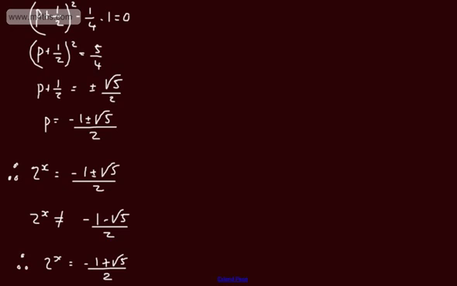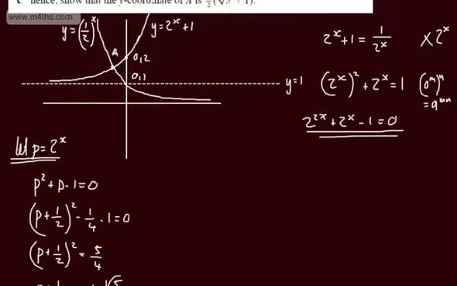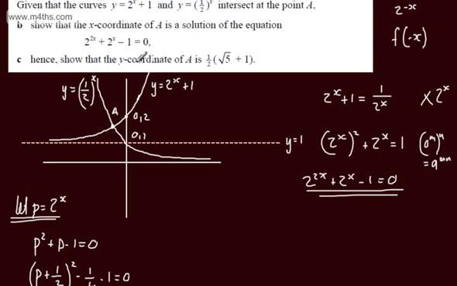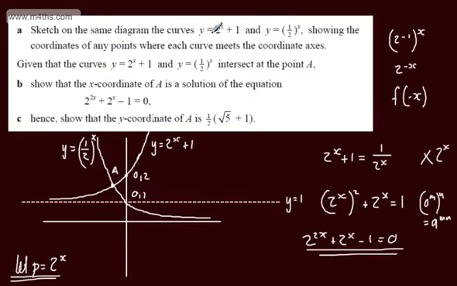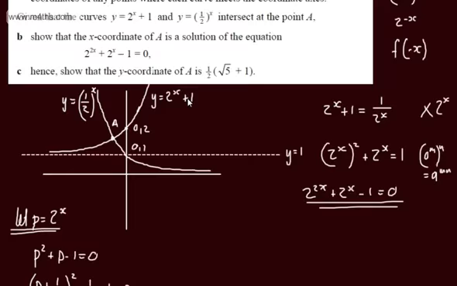And of course, if you wanted to find now the x coordinate, you could simply now solve for x. This is just a solution to the equation. It now says in part C, hence show that the y coordinate of A is 1/2 the quantity root 5 plus 1. So if we just look at this here, we've got y is equal to 2 to the x plus 1. We already have an expression now, or a numerical value for 2 to the x. So y is going to be equal to 2 to the x plus 1.